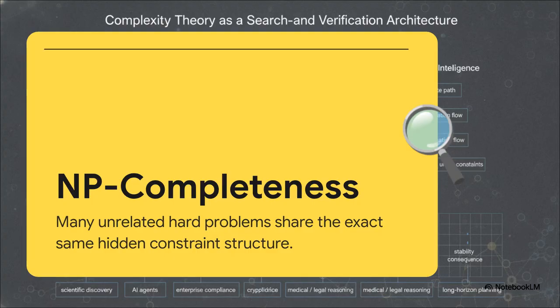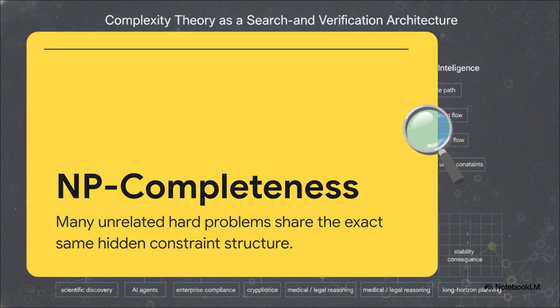Moving right along to section 2, the hidden constraint structure. Now here is where it gets absolutely fascinating. Seemingly isolated problems are actually secretly connected through this concept called NP-completeness. It turns out that from Boolean satisfiability to graph coloring to plotting out a massive delivery schedule or even the famous traveling salesman problem, these hard problems share a hidden structure. They can all be broken down into local consistency checks.